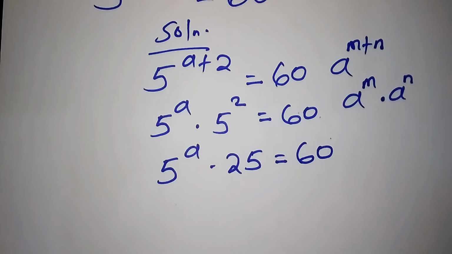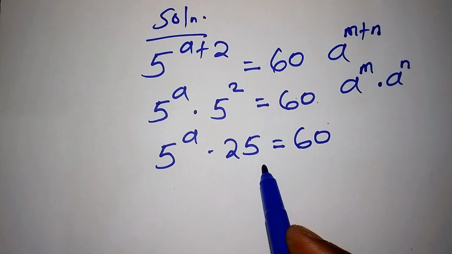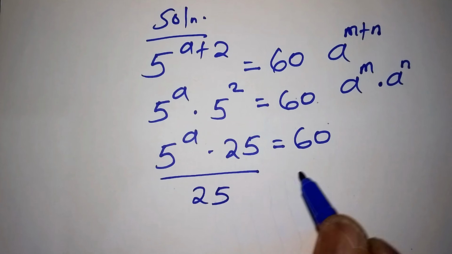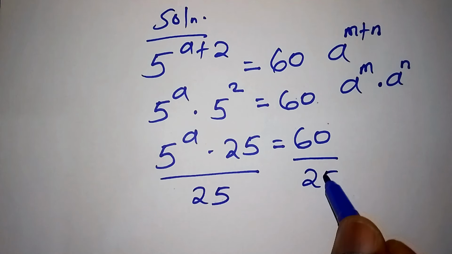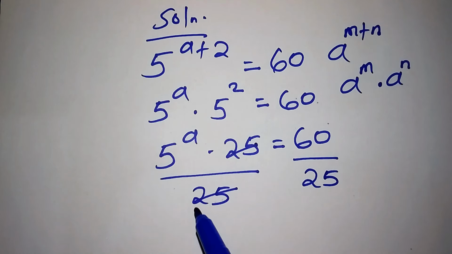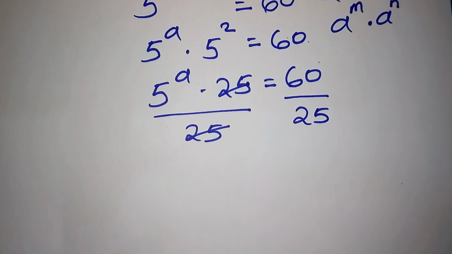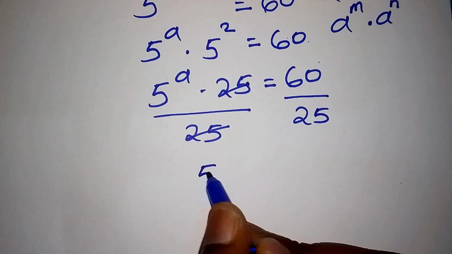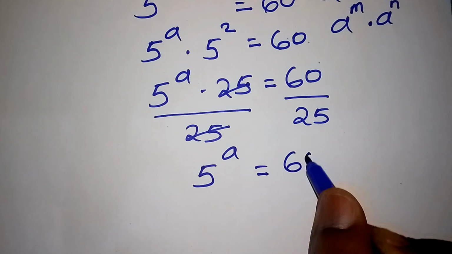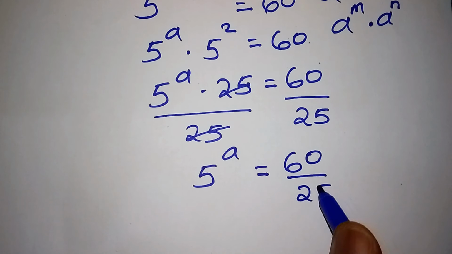From here, we want to remove this 25, meaning that we shall divide both sides by 25. 25 by 25 shall cancel, so that we remain with 5 to the power of a. So 5 to the power of a is equal to 60 all over 25.